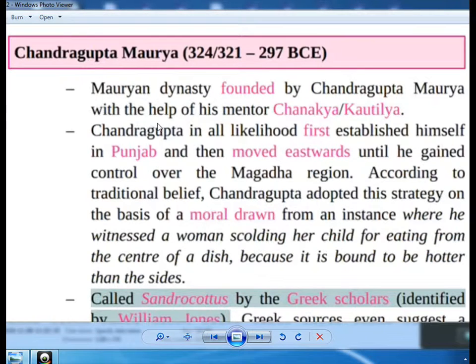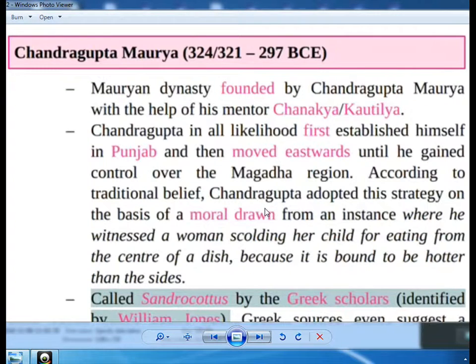With the help of Chanakya, Chandragupta in all likelihood first established himself in Punjab and then moved eastwards, that means into UP and other areas, until he gained control over the Magadha region.